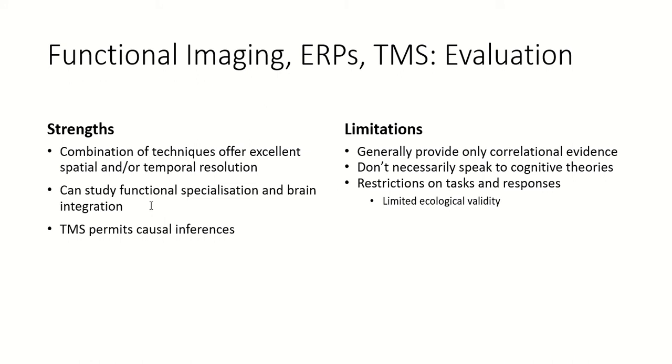Limitations are that other than TMS, other brain recording techniques really only provide correlational evidence. So you give somebody a task, you happen to see changes in brain activity, and then we just assume that that's related to each other, but we don't necessarily know. Depending on what your theory is that you're interested in, neuroscience doesn't always answer questions that psychologists particularly ask, and we'll come across examples of that in this course.